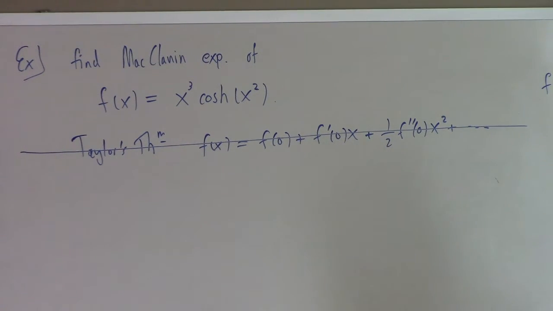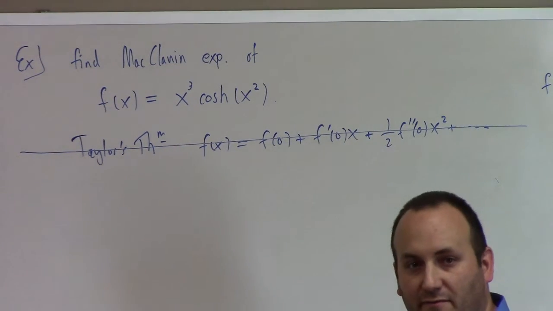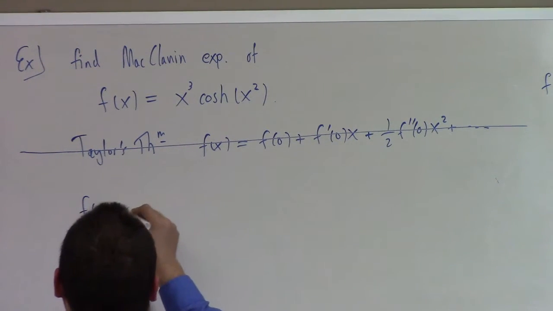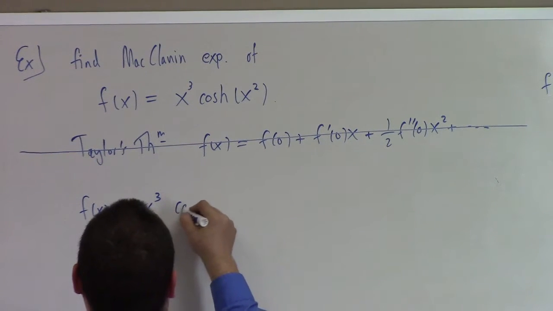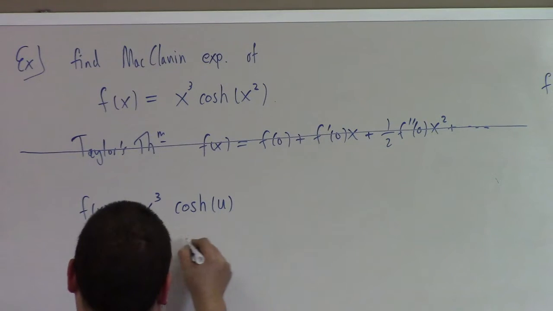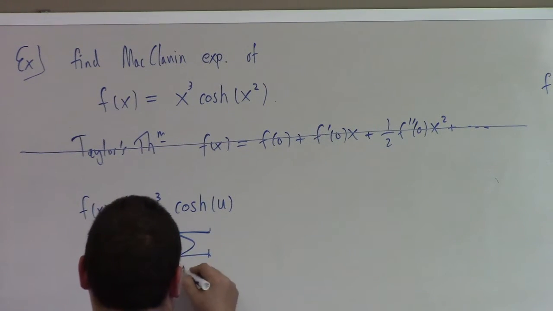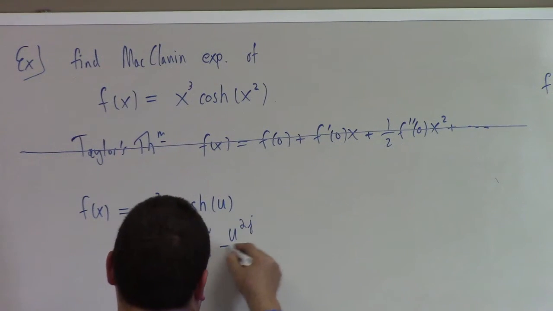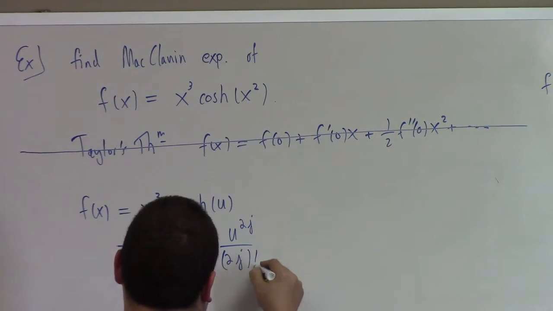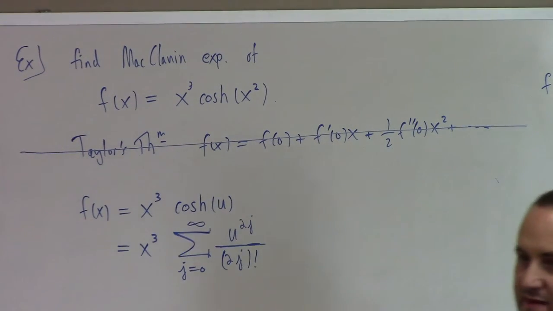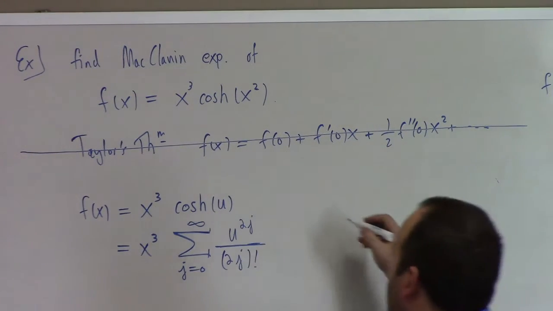All right. What you do is substitution paired with multiplication. So f of x is equal to x cubed times the, let's say, cosh of u. What is cosh of u? It is the sum, j equals 0 to infinity, of u to the power 2j over 2j factorial. We just worked that out, although I had an x there, and now I'm putting a u there, but it's the same pattern.